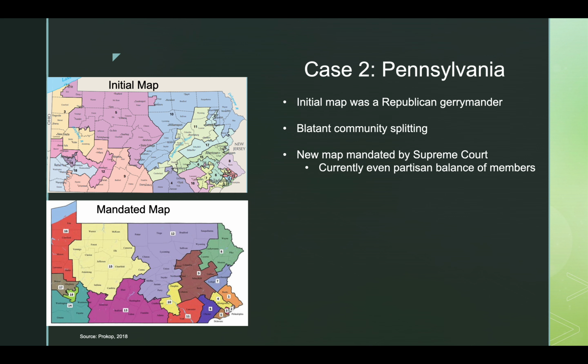In regards to Pennsylvania, the initial map was a Republican gerrymander designed to elect 13 Republicans and 5 Democrats. This was overruled by the state Supreme Court, and it blatantly splits communities such as Harrisburg and Philadelphia. So the Supreme Court of Pennsylvania mandated their own map, which does much less splitting and is more representative in partisanship. There are currently 9 Republicans and 9 Democrats from this map, which is very representative of a swing state.